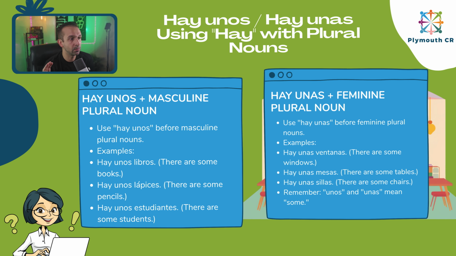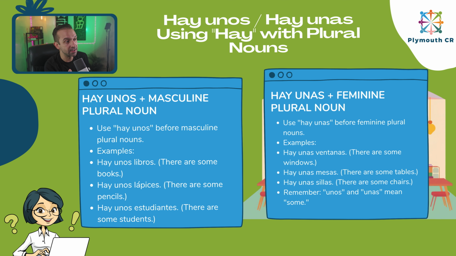Now, this other one is using "unos" or "unas," "hay unos" or "hay unas." Here, what is important is to remember that "unos" or "unas" means "some." We're not specifying the amount, we're not saying the number of things that there are. We use "unos" for masculine plural nouns and "unas" for feminine plural nouns. For example, "hay unos libros." That means there are some books. We're not specifying how many, just some.